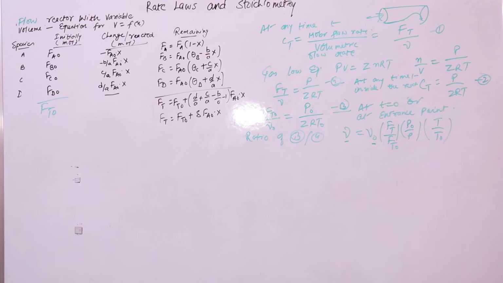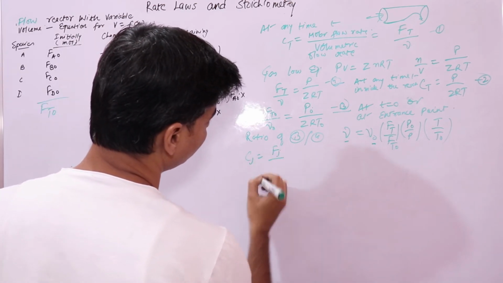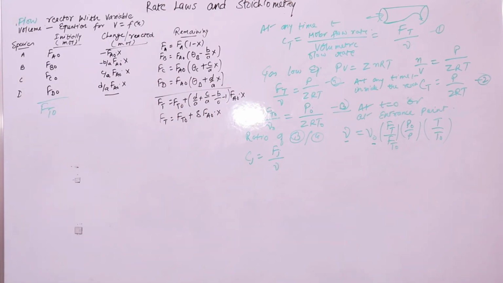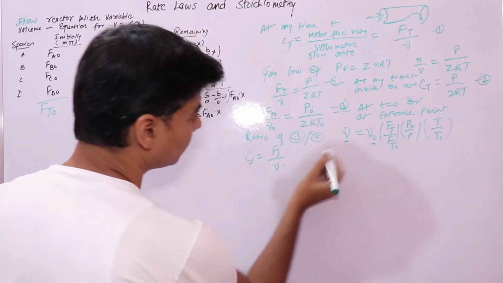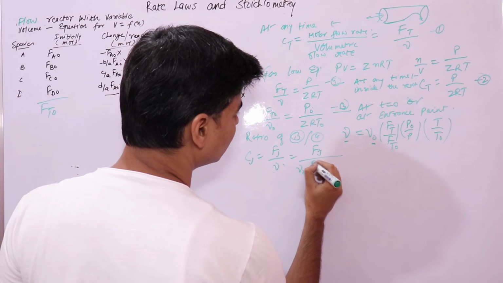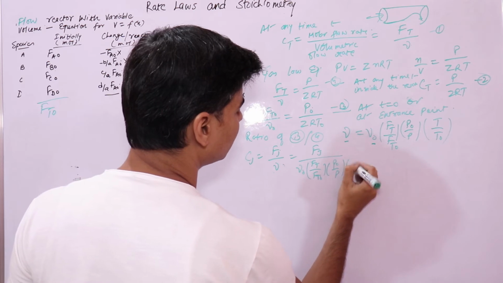Now we can express concentration, since it's a flow system. We would be expressing the concentration of species j in terms of flow rate. Concentration we know is flow rate F_j upon nu. The expression for F_j will remain as it is, and nu will come from this. It would be F_j upon nu_0, F_t upon F_t0, upon P, T upon T_0.